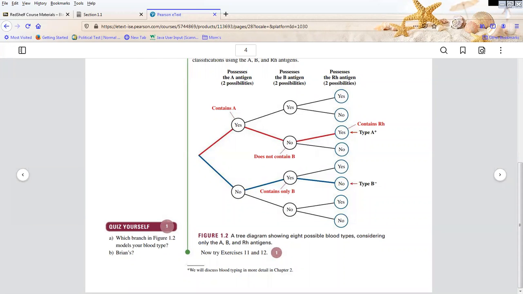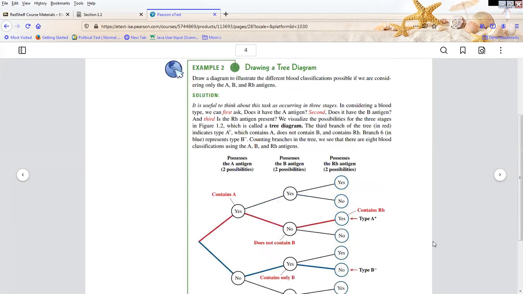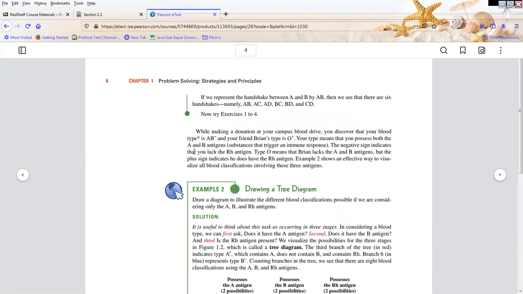All right, let's take a look at this tree illustrating blood types in figure 1.2 in order to answer the Quiz Yourself question number 1, where they want us to illustrate which of these branches would be our blood type and which would be Brian's. In order to see that, we have to go up and see that our blood type is AB negative and Brian's is type O.